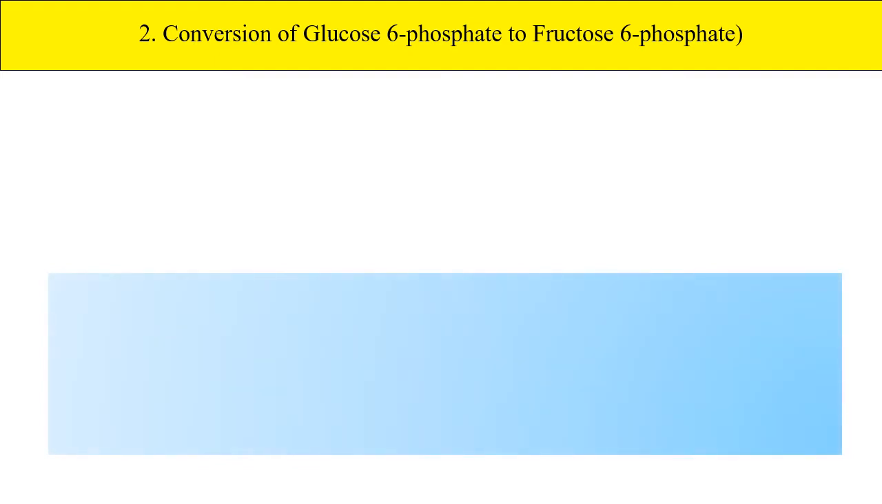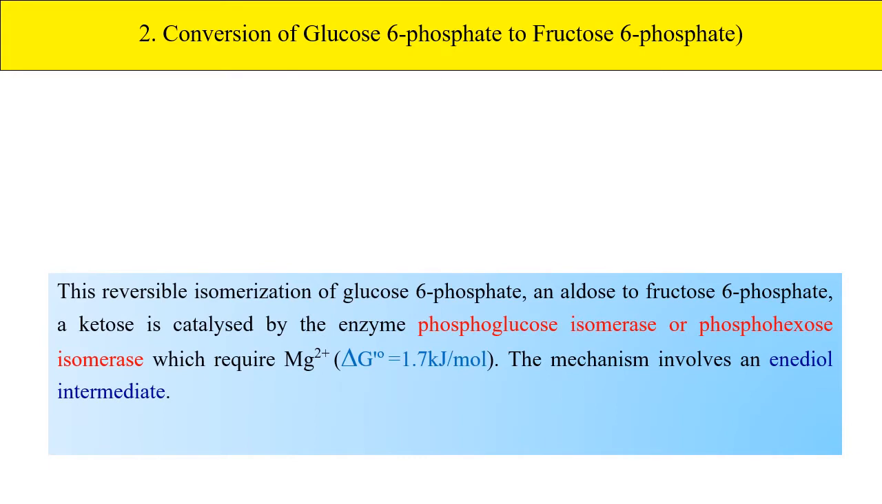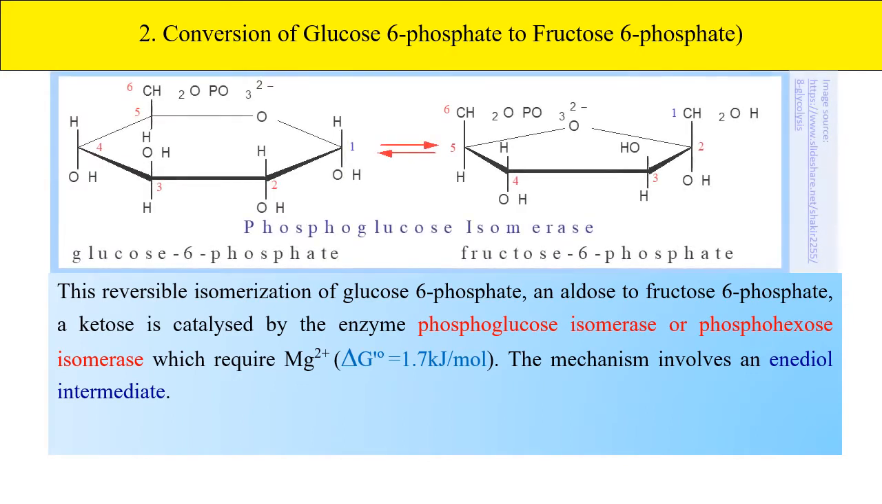Step 2. Conversion of glucose 6-phosphate into fructose 6-phosphate. Glucose 6-phosphate is an aldose and fructose 6-phosphate is a ketose. This reversible isomerization of an aldose, that is glucose 6-phosphate, into a ketose, that is fructose 6-phosphate, is catalyzed by the enzyme phosphoglucose isomerase or phosphohexose isomerase, which requires a magnesium ion. The value of the standard free energy change is 1.7 kJ per mole. This mechanism involves an enediol intermediate.